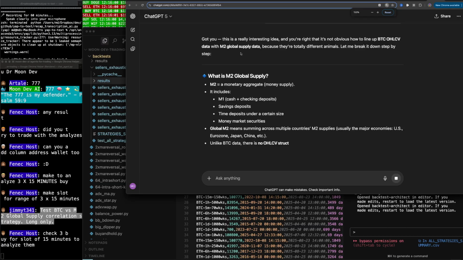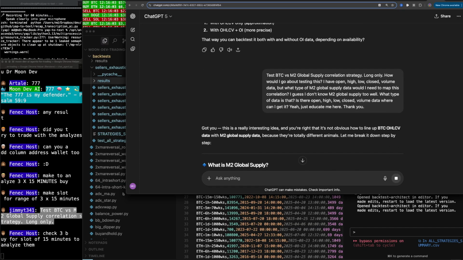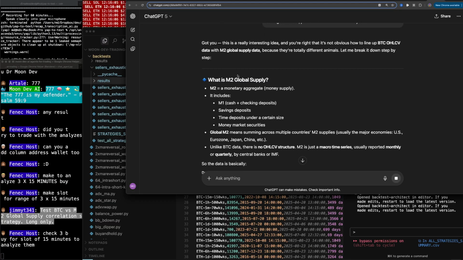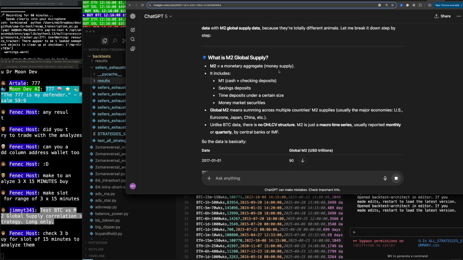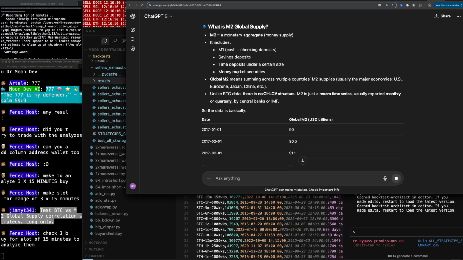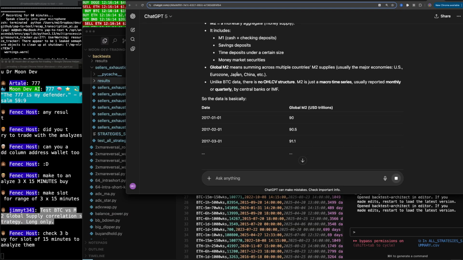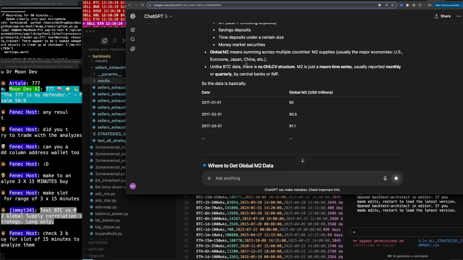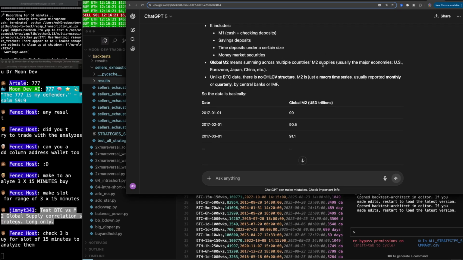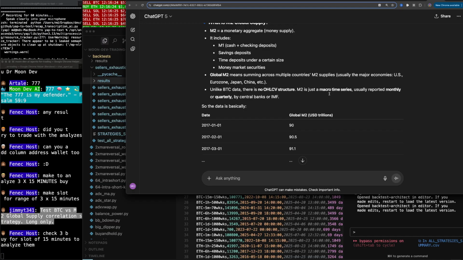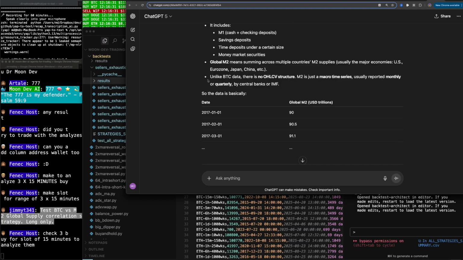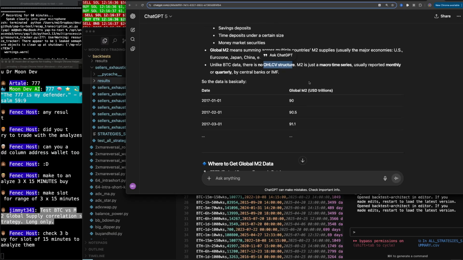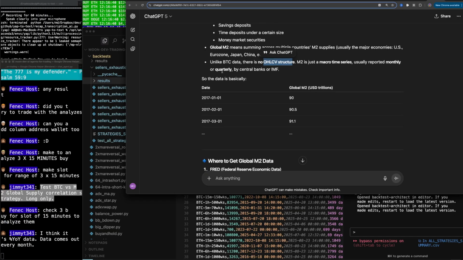So what is M2 global supply? M2 is monetary aggregate money supply. It includes cash plus checking deposits, savings deposits, time deposits under a certain size, money market securities. Global M2 means summing across multiple countries, usually the major economies: US, Euro, Japan, China, etc. Unlike BTC data, there is no open, high, low, close, volume structure. M2 is just a macro time series, usually reported monthly or quarterly.